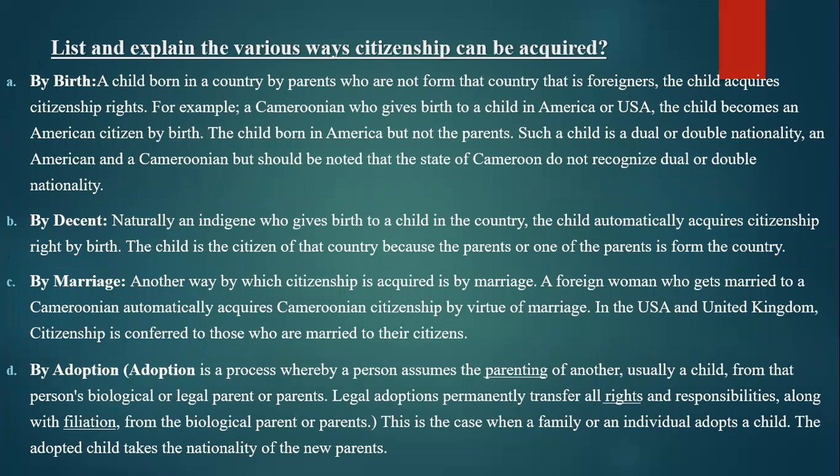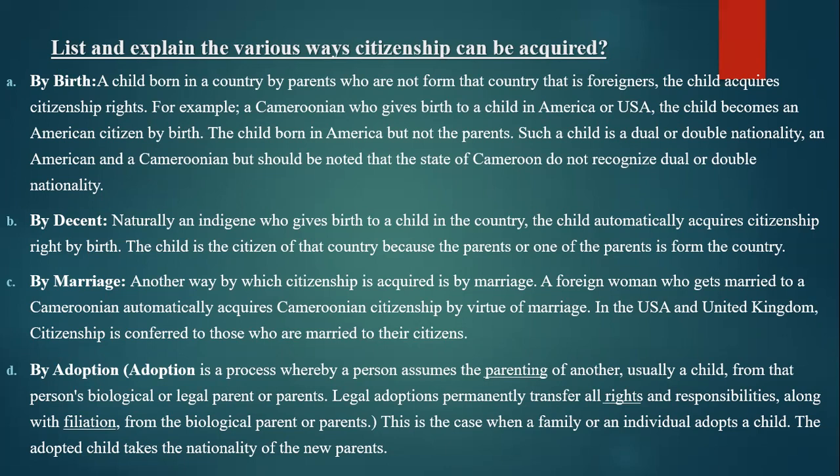What are the various ways by which citizenship can be acquired? You have by birth. A child born in a country to parents who are not from that country, that is, foreigners, acquires the citizenship right. For example, a Cameroonian who gives birth to a child in the USA, that child becomes an American citizen by birth, though not the parents. Such a child has dual nationality, American and Cameroonian, but it should be noted that the state of Cameroon does not recognize dual nationality.